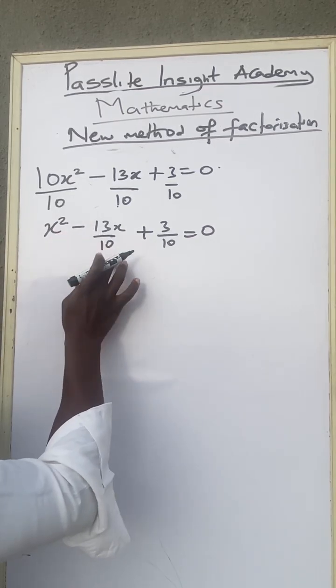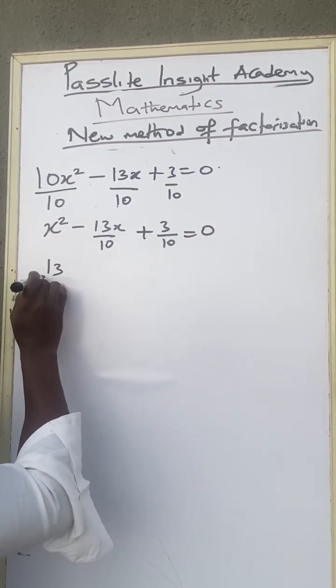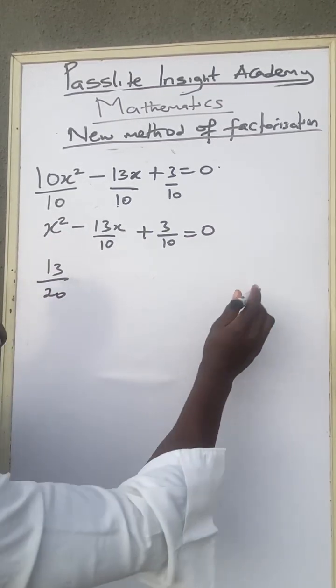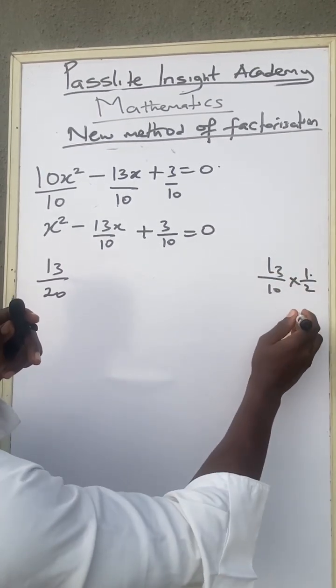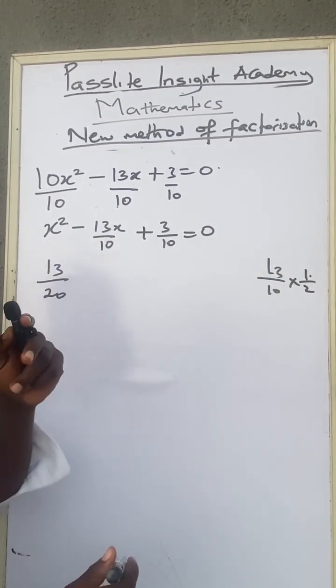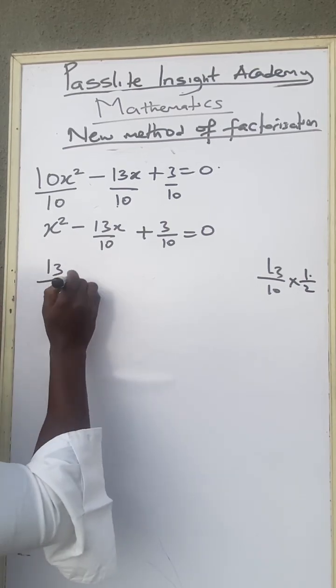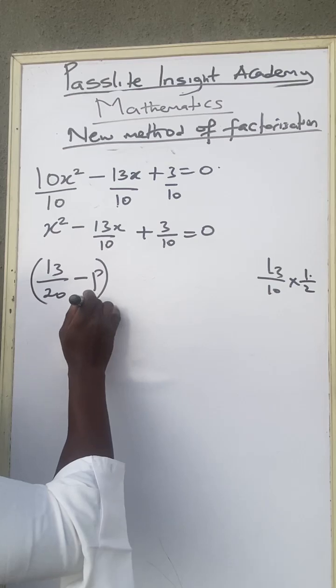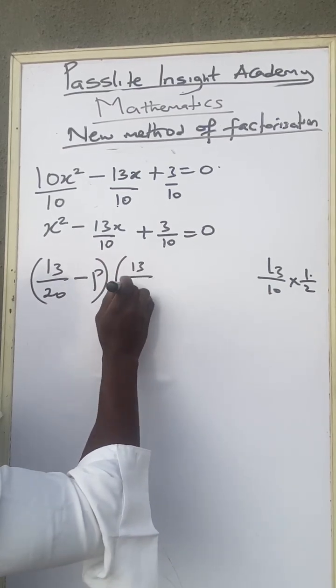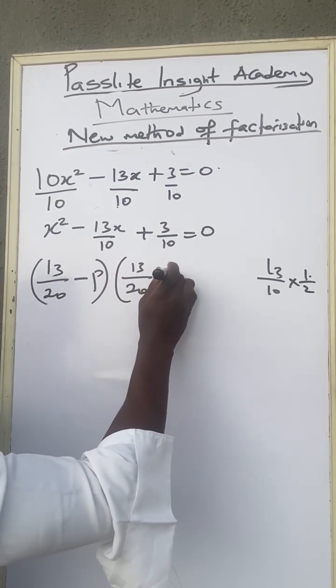So we can multiply by 1 over 2 instead of dividing by 2. If it's minus, it's turned to plus. So we're using 13 over 20, because 13 over 10 times 1 over 2, 13 times 1 is 13 over 20. So that is what we are using. So s minus, implement another alphabet like P. Then the other one should be 13 over 20 plus P.